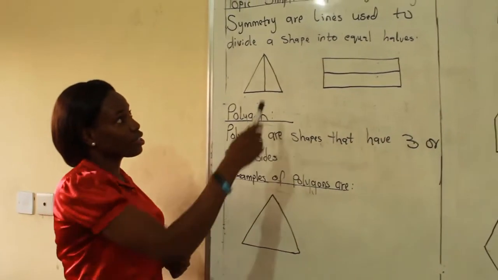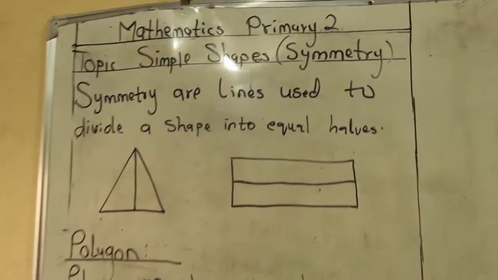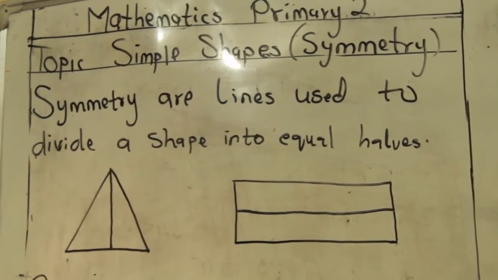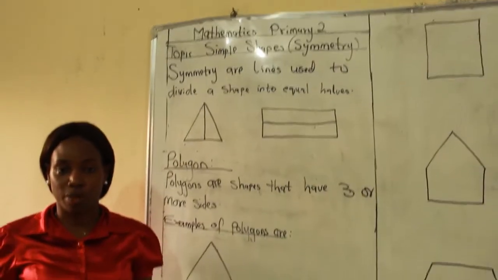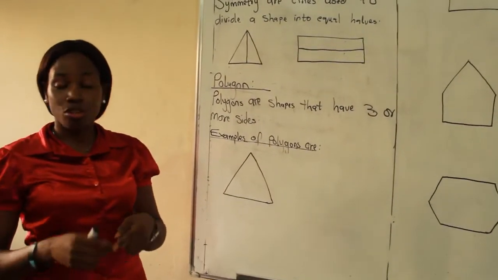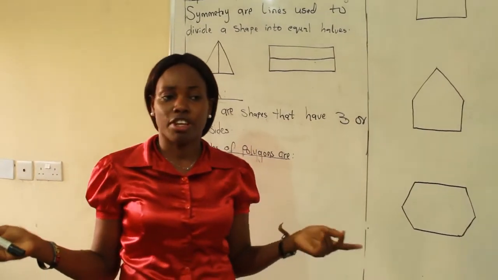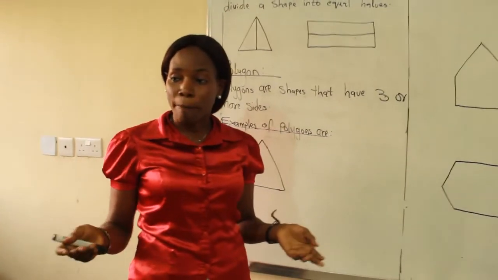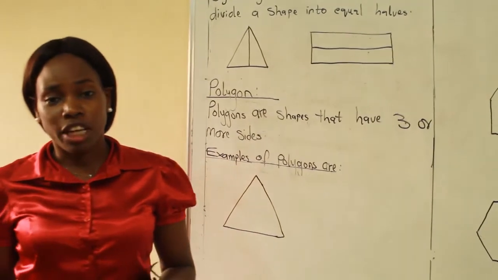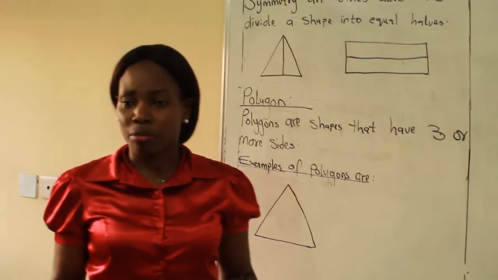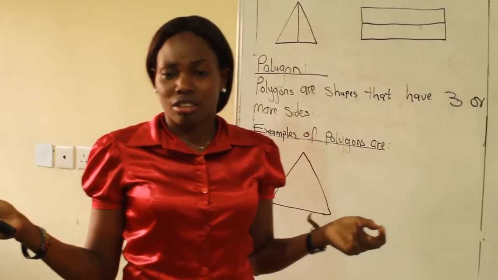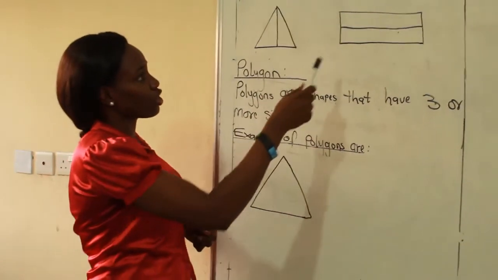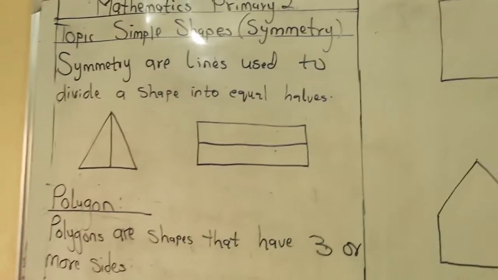Today's topic is simple shapes, and in brackets, symmetry. We all know what shapes are. We have a lot of basic shapes that we know already. If you look around you, all the objects around you come in shapes. They can come in a circular form, in triangular form, or in a rectangular form. So today we're going to look at simple shapes that have symmetric lines.